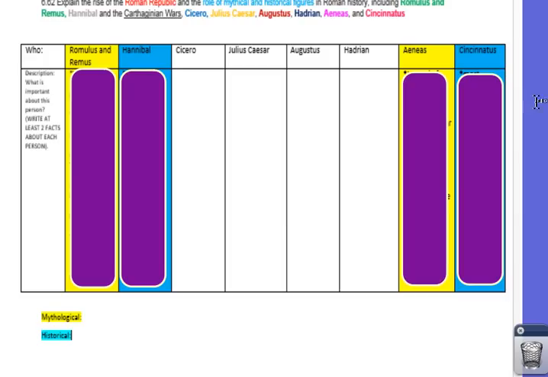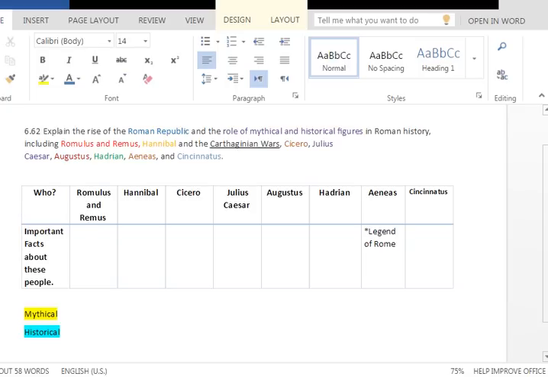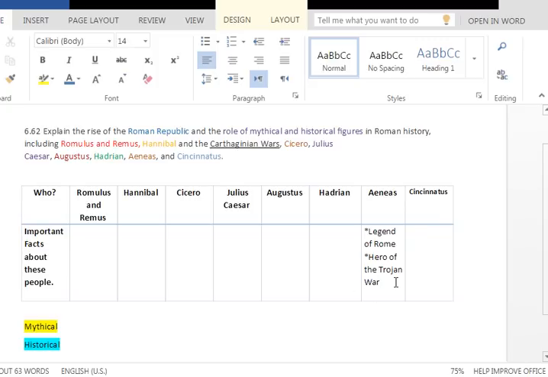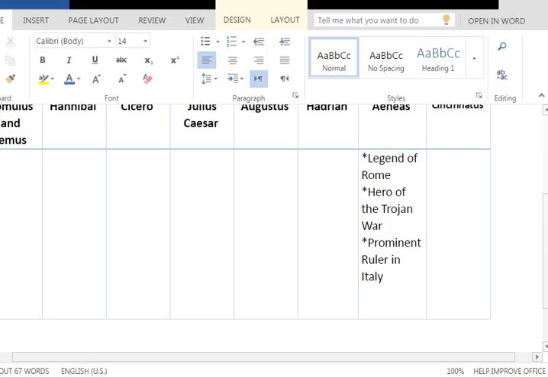All right, the first thing that we're going to write down about Aeneas is he was a legend of Rome. You can see in my Word document I have Legend of Rome typed, and I'm ready for my next fact. Aeneas was also a hero of the Trojan War. So the next fact that I've typed is hero of the Trojan War. All right, next. The next fact is he became a prominent ruler in Italy.